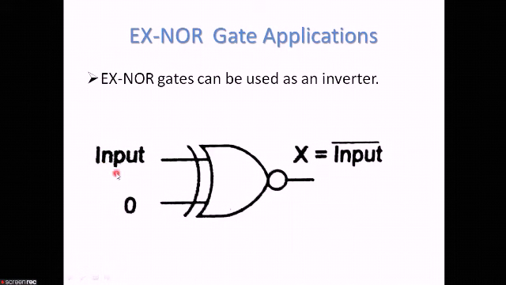Now if the input bit is 1, the output will be 1 XNOR of 0, that is equal to 0. So the input was 1, we are getting output as 0, that is the complement of the input. So we can say that the XNOR gate can be used as a control inverter.